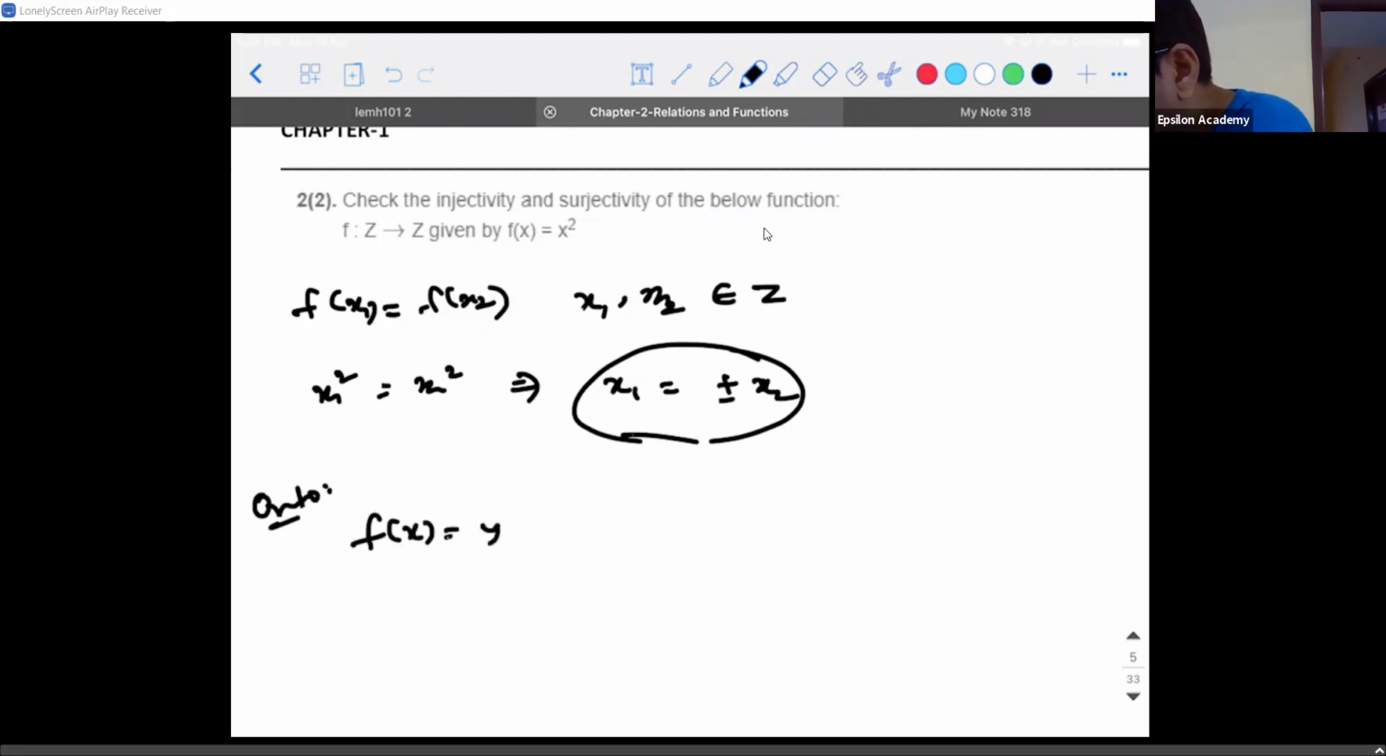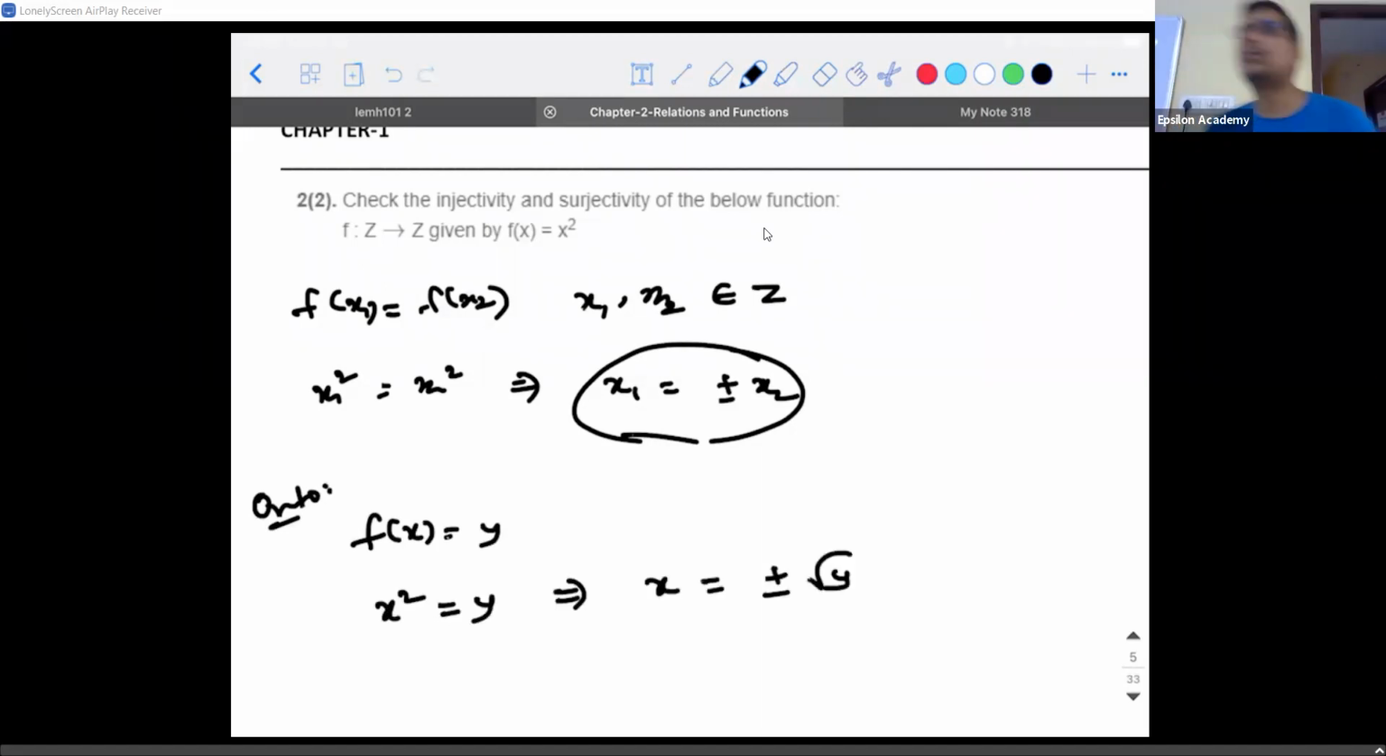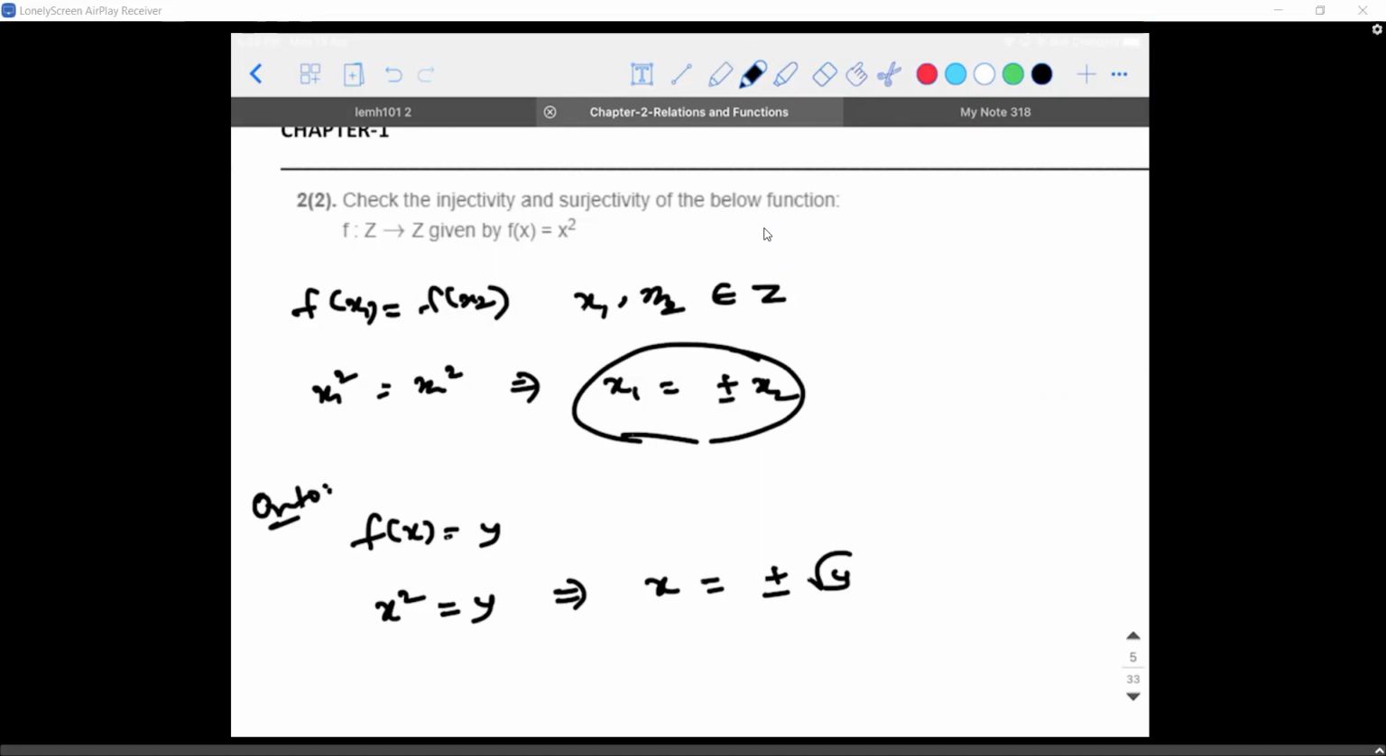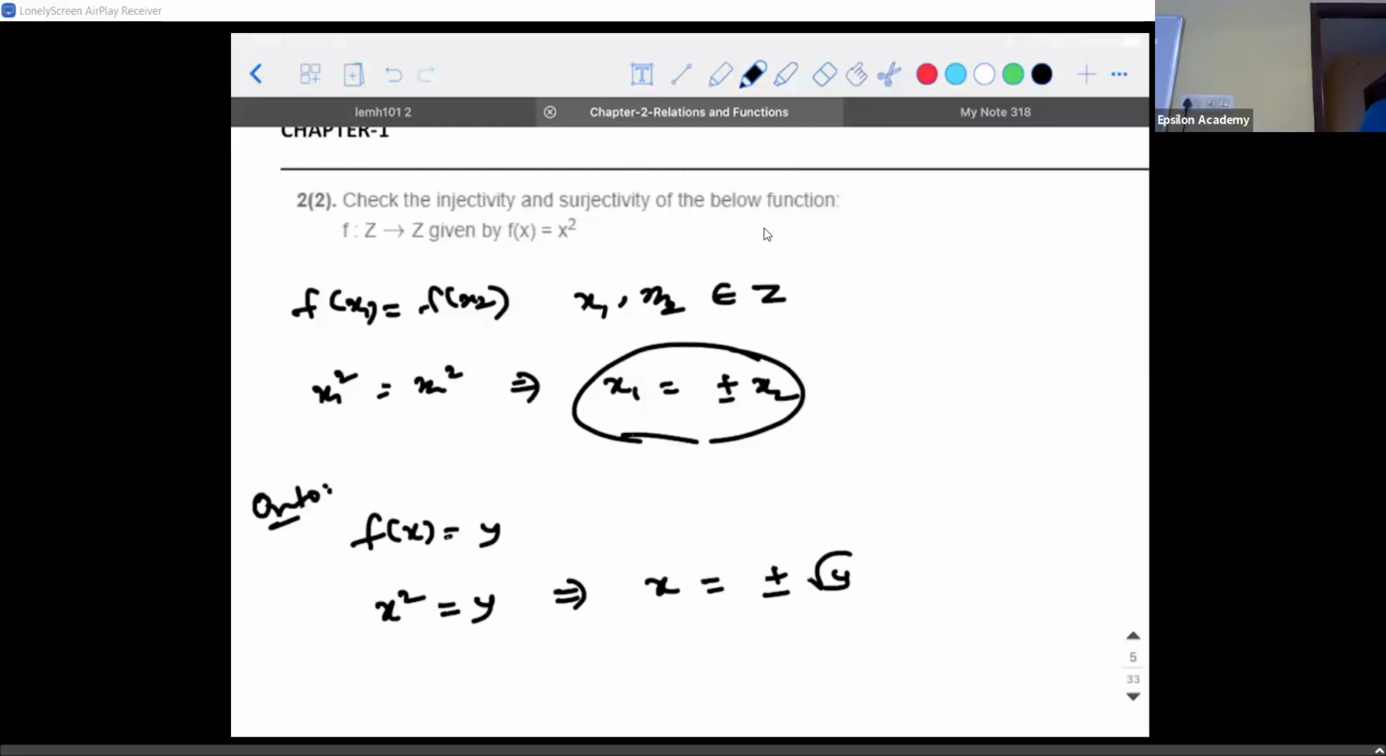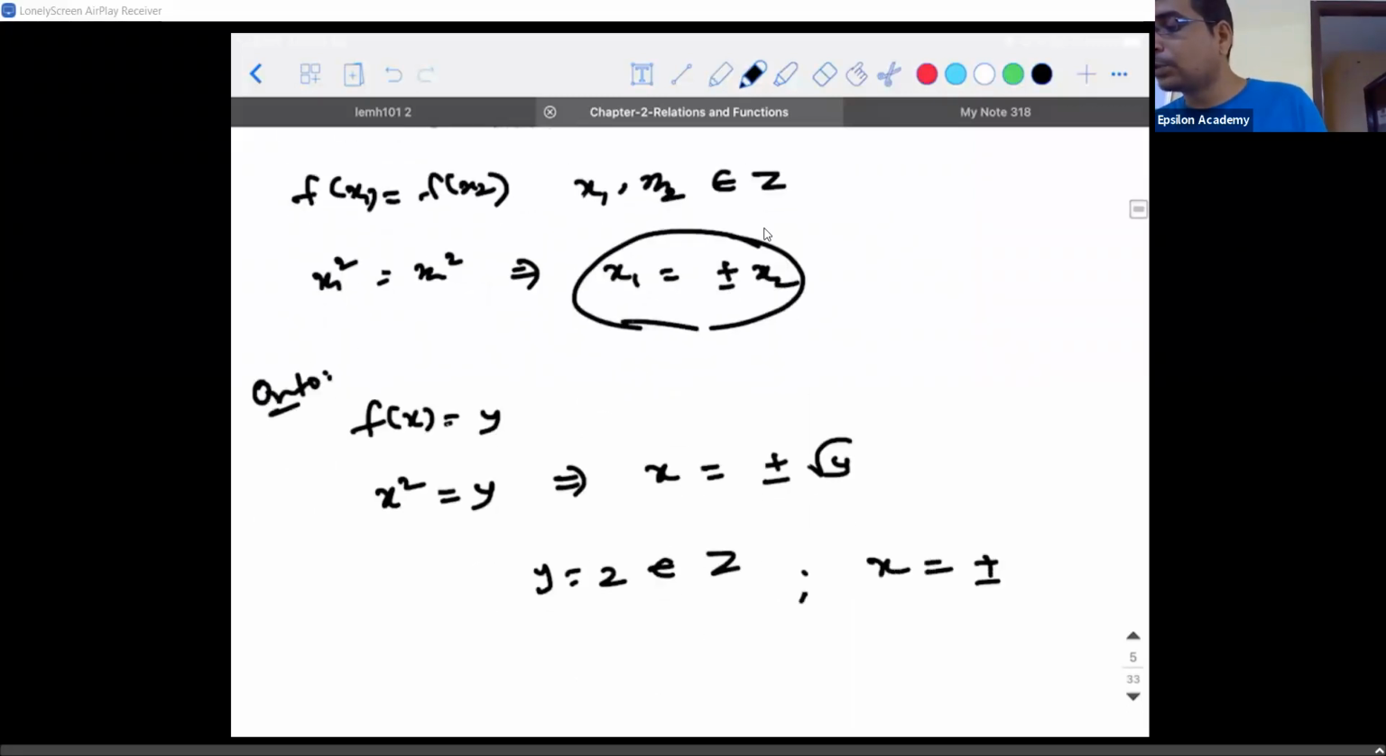Onto: f of x is equal to y, that is x square is equal to y, means x is equal to, here I write it as plus or minus root y. So what is the expectation? In the place of y you will substitute an integer which should give you an integer. Will that happen? No, sir. Because the square root of all integers need not be an integer. Again, take an example. Let us consider 2. Y is equal to 2, which belongs to Z. You will get x is equal to plus or minus root 2, which does not belong to Z.